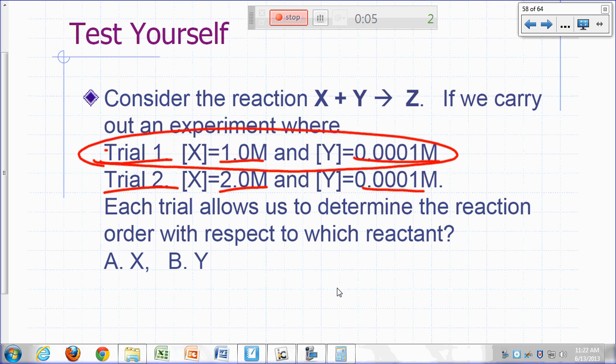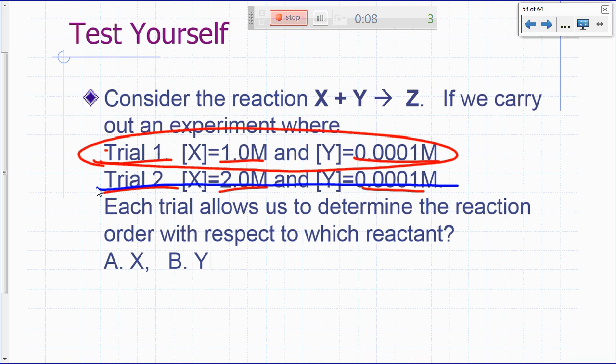In other words, if you just ignore trial 2 and just look at the data from trial 1, or ignore trial 1 and just look at the data from trial 2, can you determine the order of reaction with respect to one of these two reactants, and which one? It's called the method of isolation or flooding.